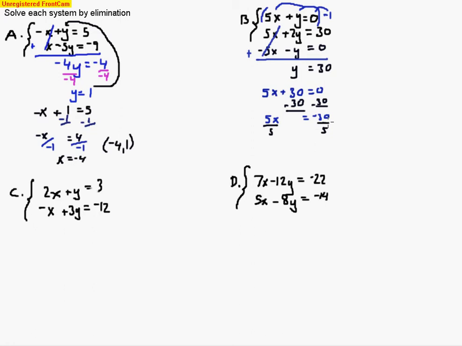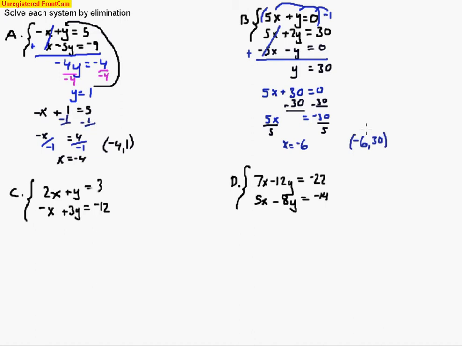So now x equals negative 6. So we've got our two numbers. We've got the y, we've got the x. We can write the answer as an ordered pair. Negative 6, comma 30.